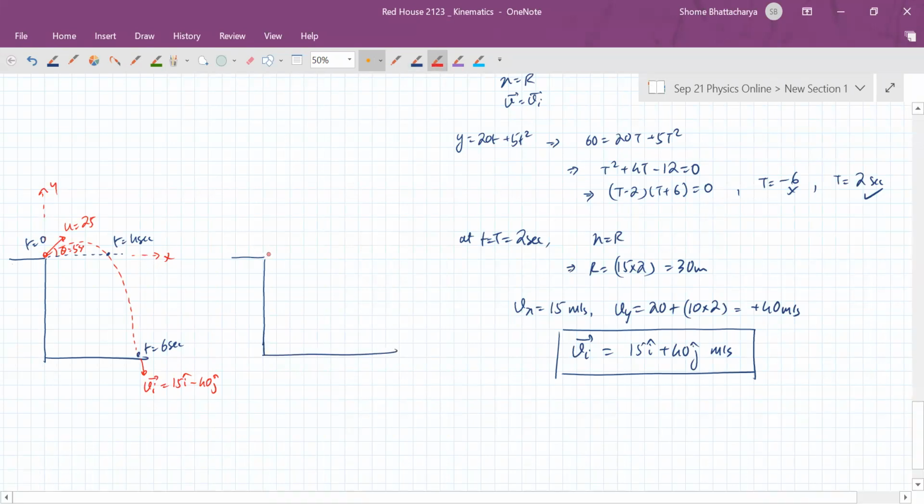Here, we projected it like this. That is actually this point. At this point, you'll see the velocity is 25 meters per second, and this angle below the horizontal is 53 degrees. So this point corresponds exactly to this point, and the journey from here to here corresponds exactly to the journey from this starting point to this. So that is why it takes 2 seconds.